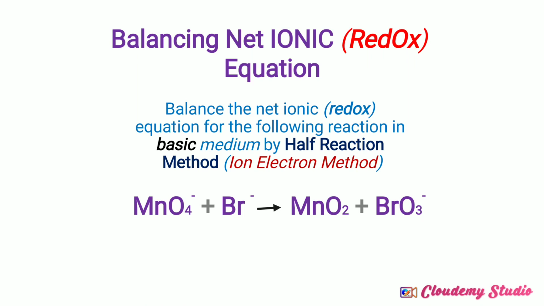Hello friends, let's balance one more net ionic equation, that is the redox equation. This equation is for the reaction between permanganate ion and bromide ion to form manganese dioxide and bromate ion. This reaction takes place in basic medium. Let's balance this equation by the half reaction method or ion electron method.